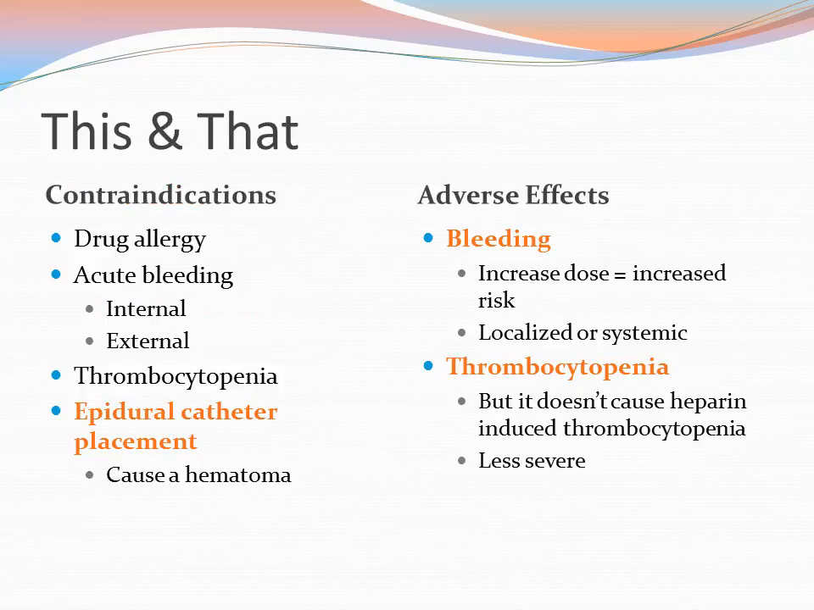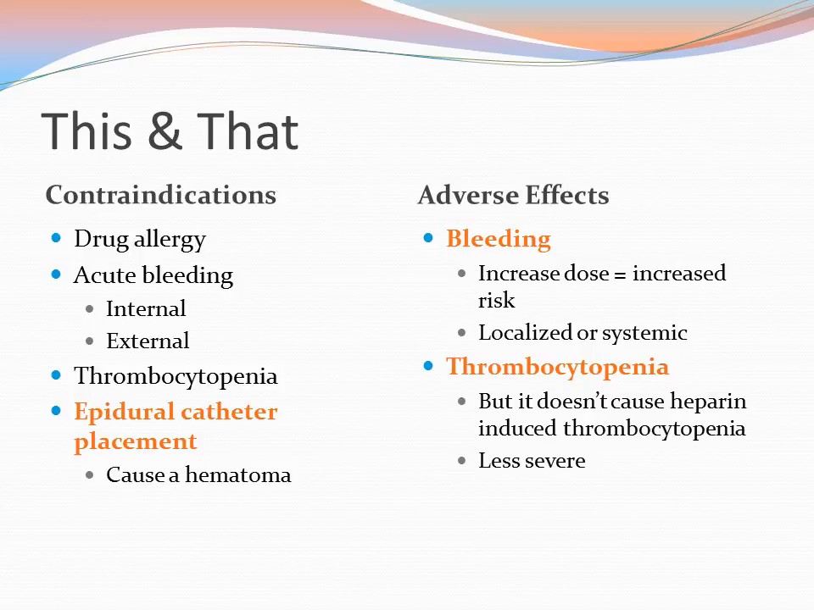Some of this and that regarding Lovenox. Some of the contraindications include acute bleeding, just like with the heparin. If they're bleeding internally or externally, we're not going to give them Lovenox because it's going to make that bleeding worse. Examples of internal bleeding would be like if they had a GI bleed or if they were bleeding into the abdominal cavity or into the brain.